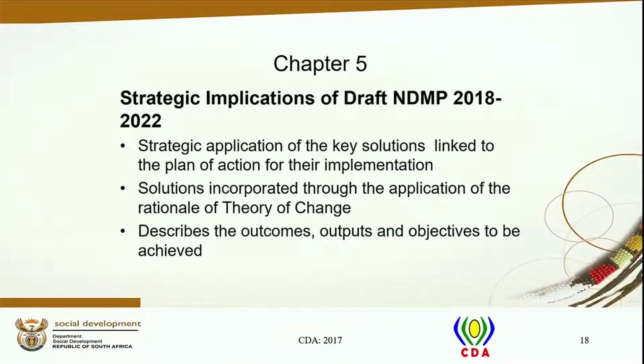The strategic application of the key solutions are linked to the plan of action for their implementation. And the solutions incorporated through the application of a rationale of theory of change, which is something, again, that we need to apply our minds to. We cannot carry on doing what we are doing at the moment because we are not making an impact. So we needed to have a theory of change in terms of our thinking as well. And the DPMA assisted us in dealing with that. It describes the outcomes, the outputs, and the objectives that we are looking to achieve.